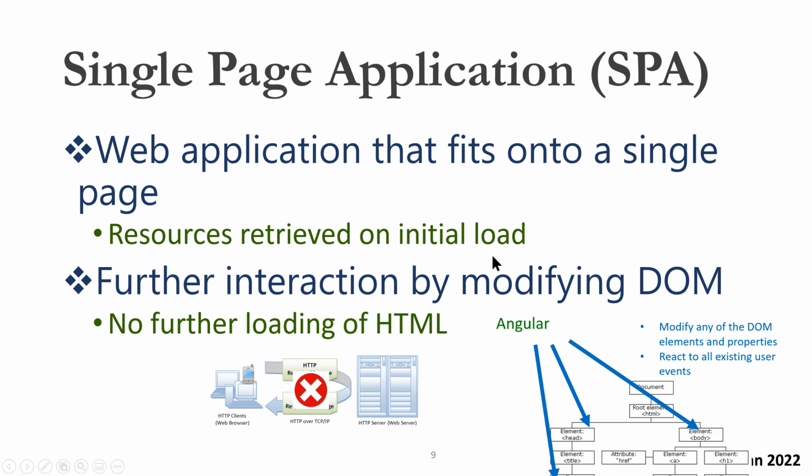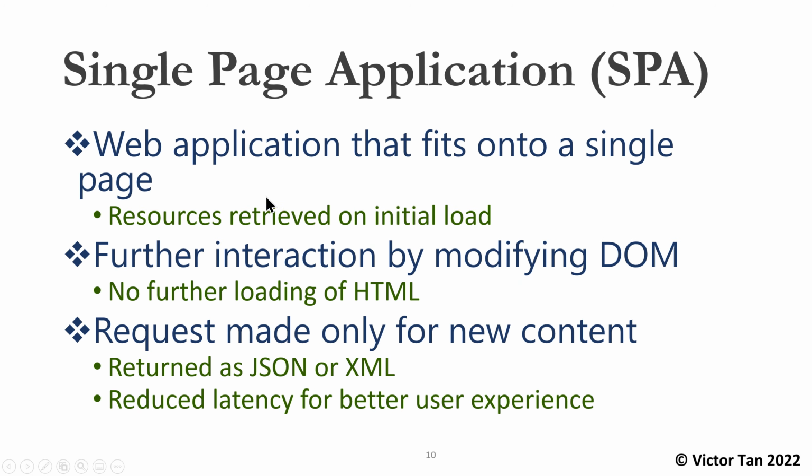And then further interaction is accomplished by modifying the DOM, which means that you no longer load any more HTML. So the first time you load is the first time you send out the HTTP request to the web server, you get back the HTML, and then after that your Angular program is going to be running inside your browser, and it will no longer send out any more requests to load any extra HTML. Instead, any request that is made for new content will be written not in the form of HTML, but in the form of what is called JSON. We'll talk about JSON later.